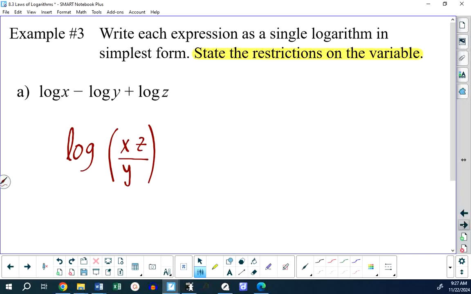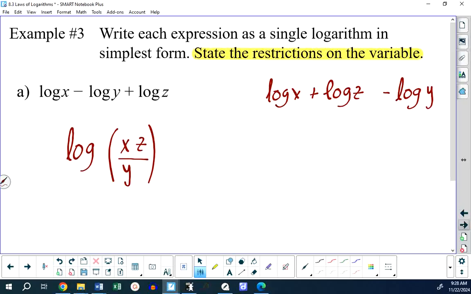Not x over yz. The log of z is a positive logarithm, so it goes on the top. In other words, this could be written as log of x plus log of z minus log of y. So log of x plus log of z is log of xz, and then the minus log of y goes in the denominator when you put it together. Are we okay with that?